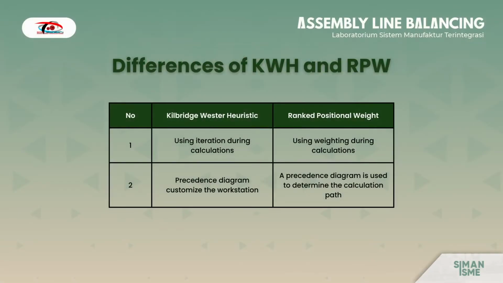Okay. The second outline is the difference of KWH and RPW. The first difference is that the Kilbride-Webster heuristic uses iteration during calculation and the ranked positional weight uses weights during calculation. And the second difference is that in the Kilbride-Webster heuristic, the precedence diagram customizes the workstation, and in ranked positional weight, a precedence diagram is used to determine the calculation.